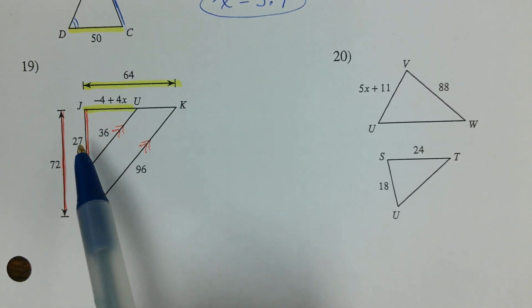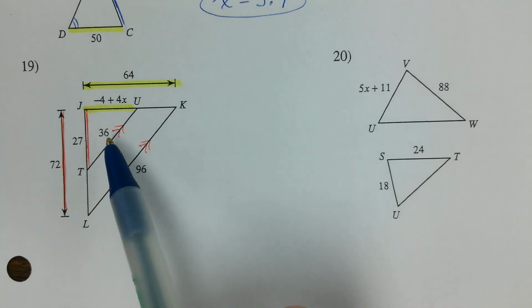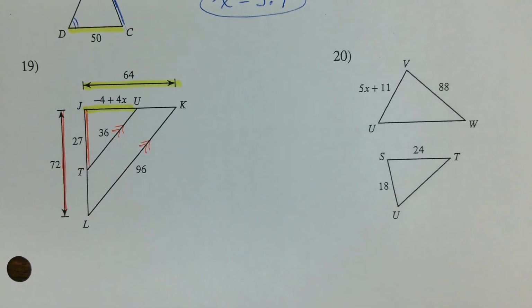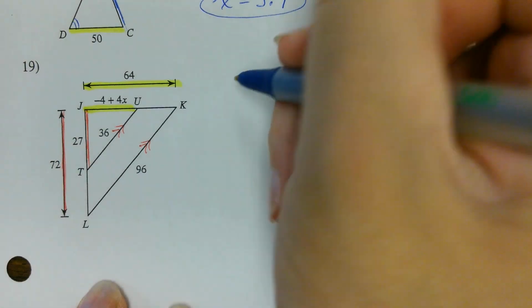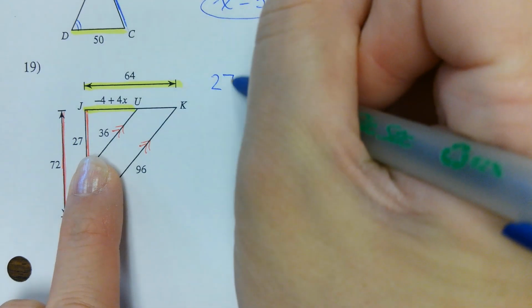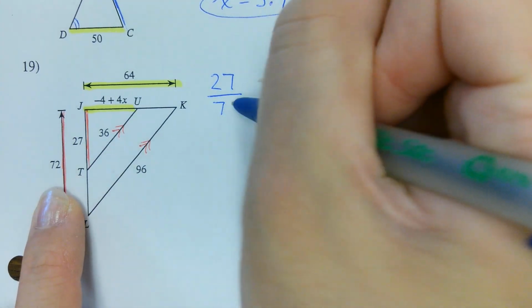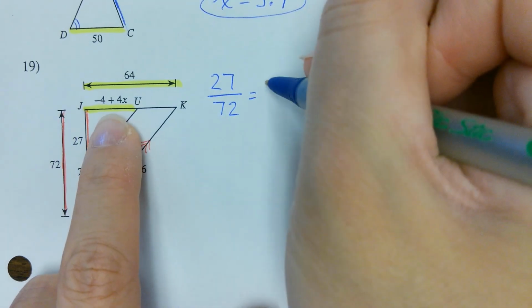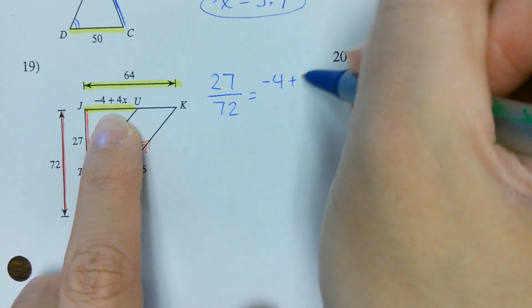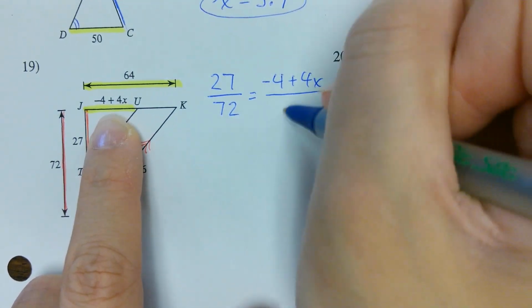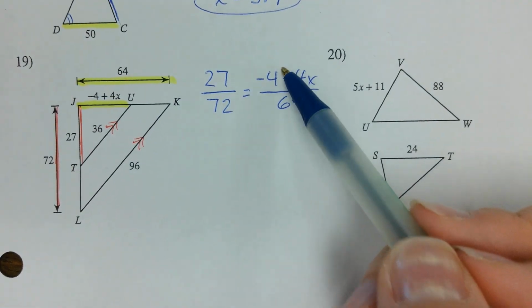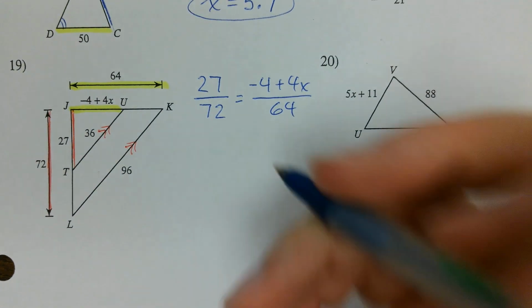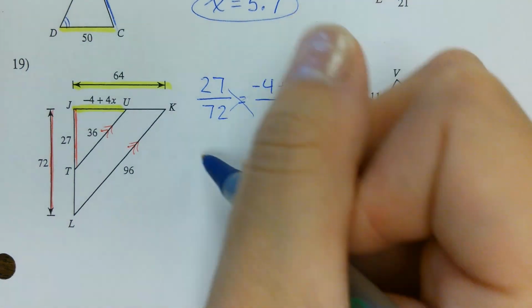Technically, I could use the 27 and the 72, or use the 36 and the 96. Doesn't matter. You were given all three sides. You could have done either or. So let's just say I did 27 over 72. And so this one would be -4 plus 4x over 64. Smaller triangle to the bigger triangle, smaller triangle to the bigger triangle. Okay. Cross multiply and divide.